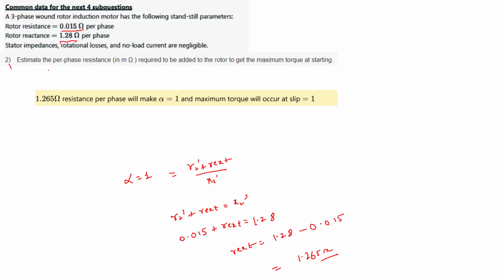Now you see they are asking to estimate the per phase resistance in milliohm. That is why you have to read the question very properly. You will calculate and see this is 1.265 and then enter the value, but your answer will still be wrong because you have to answer in milliohm. So this should be 1265 milliohm. This is the answer which you have to enter. Okay, is there any doubt in these two questions, question 1 and question 2?